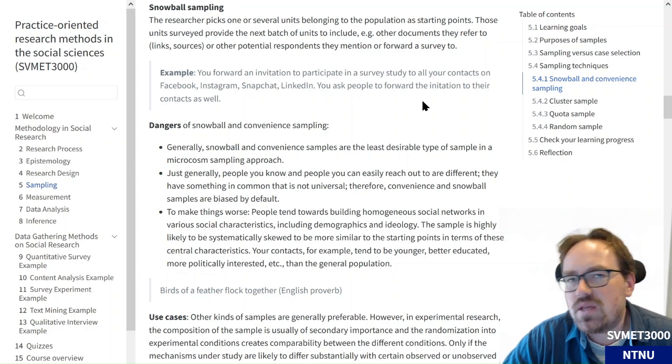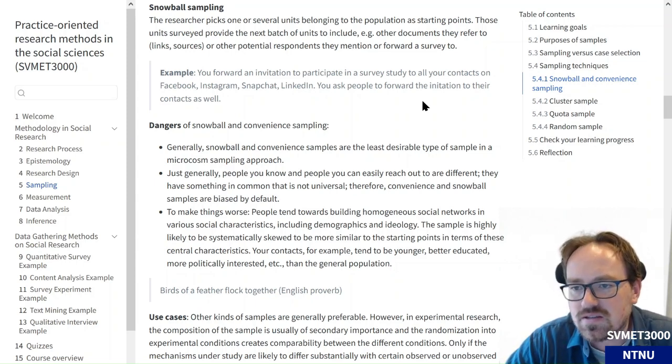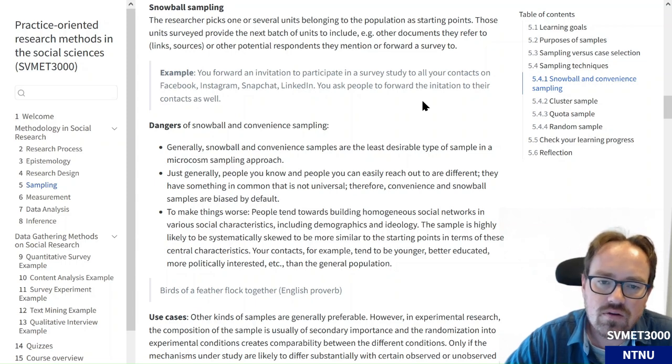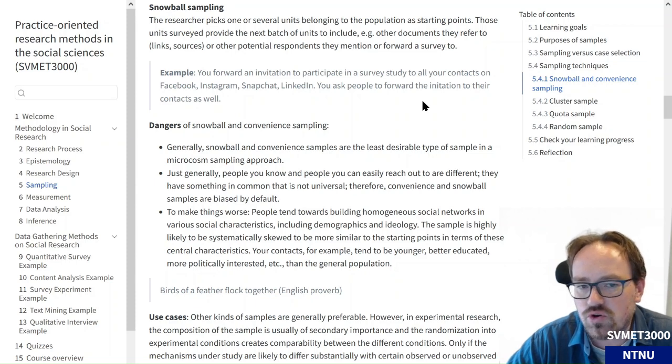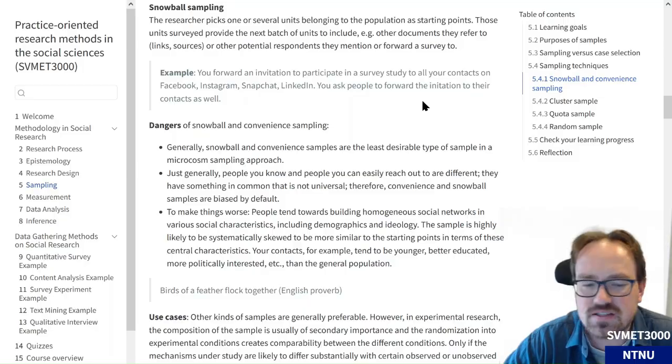And those units then provide the next batch of units to include. That can be people who mention other people who could be good participants in the study, or documents like a few news stories that point to other documents or incidents that they link to and that you could then take as the next batch. Example, you forward an invitation to participate in a survey study to all your contacts on Facebook, Instagram, Snapchat, and LinkedIn, and you ask people to forward the invitation to their contacts as well.